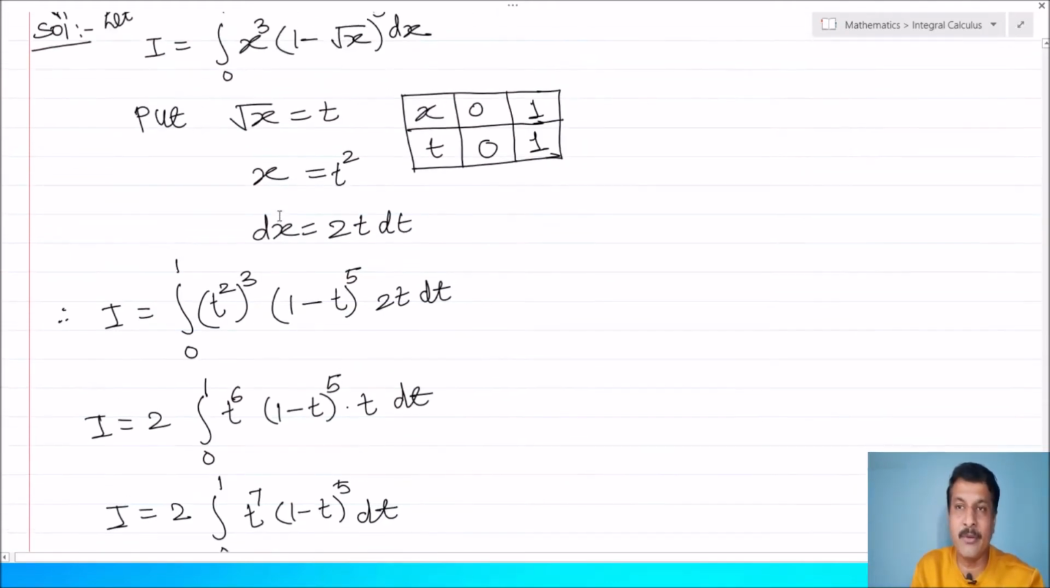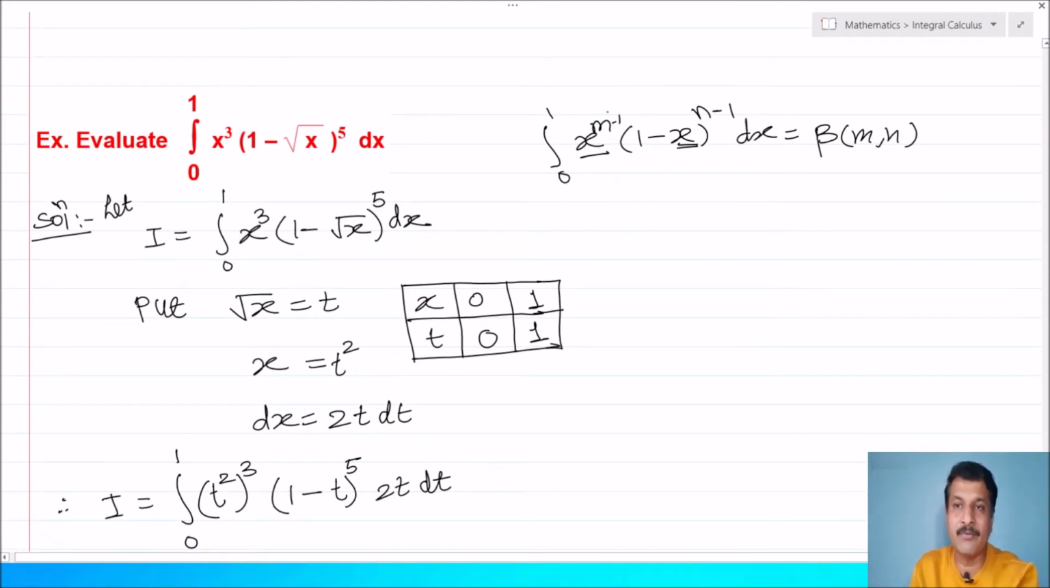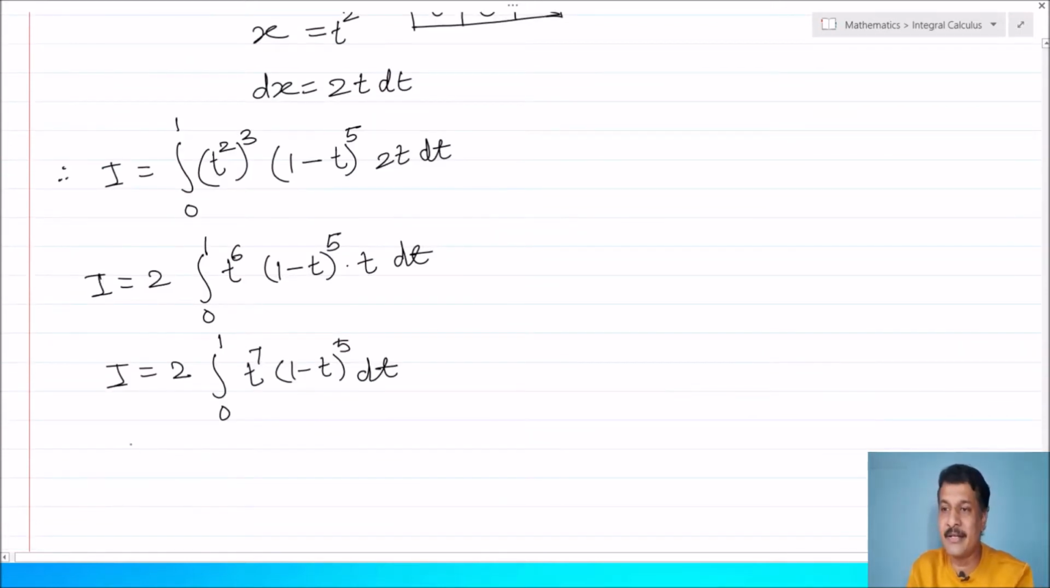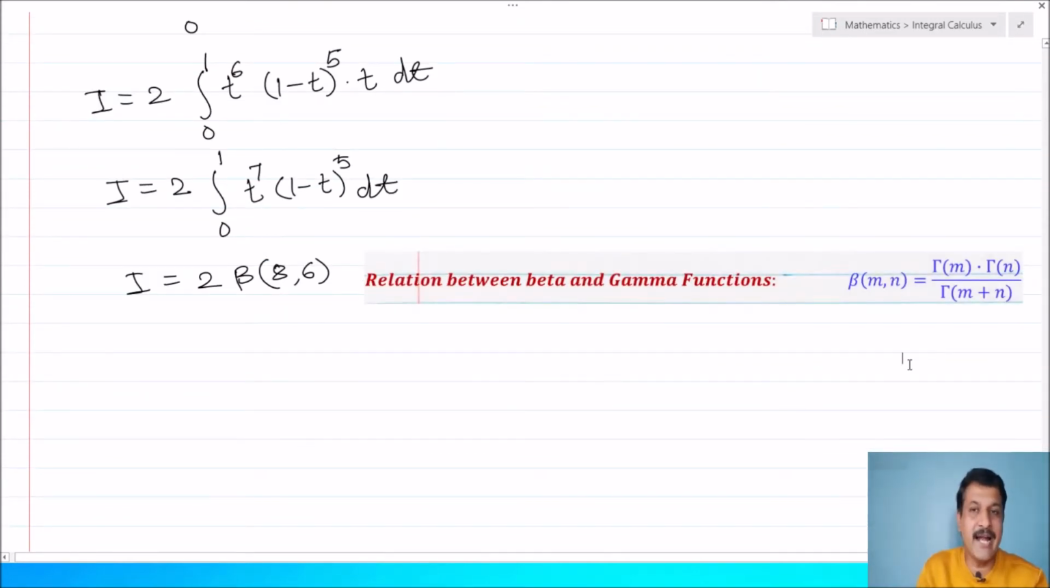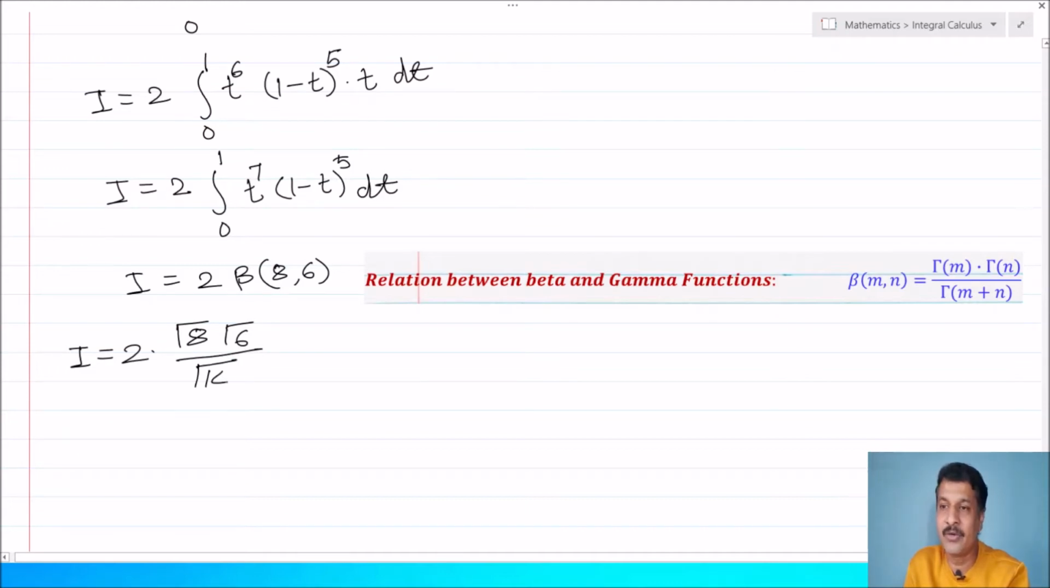As we know from the definition of beta function, whatever the power is, take power plus 1 and the next power plus 1. That is why I get I equal to 2 into beta of 8 and 6. As we know the relation between beta and gamma functions, beta of m, n equals gamma m gamma n upon gamma of m plus n, meaning gamma separation upon gamma addition. So the value is 2 into gamma 8 gamma 6 upon gamma 14.